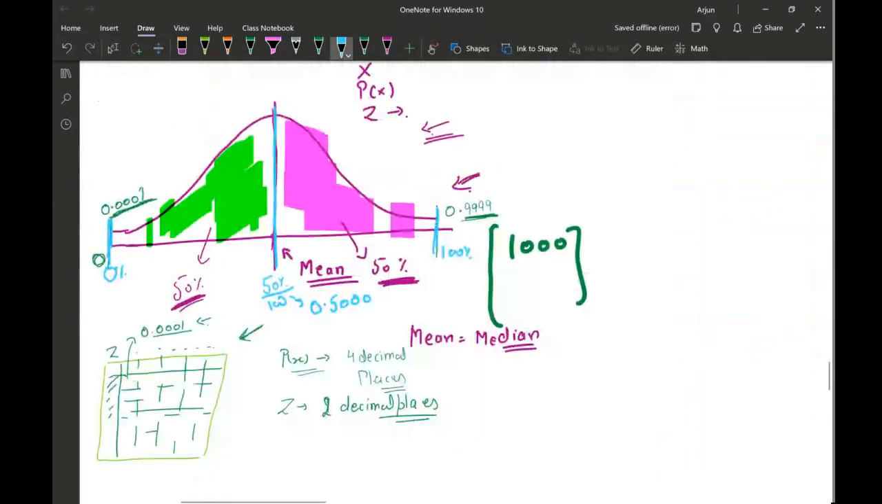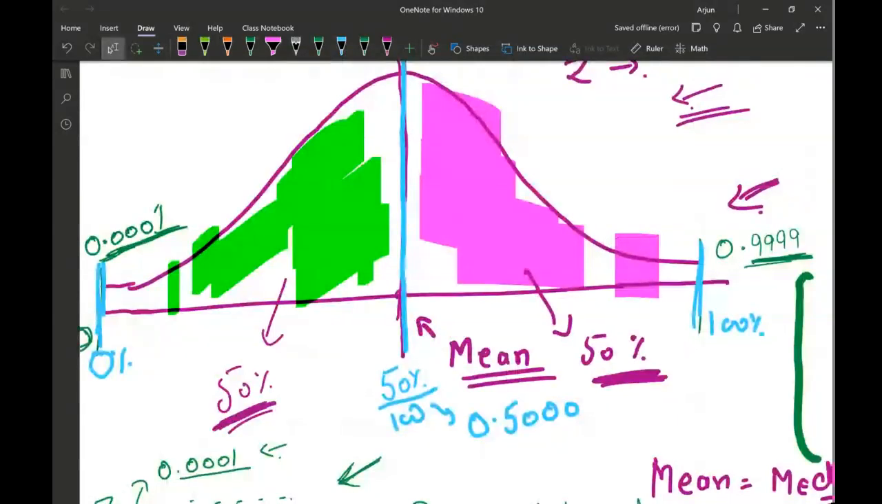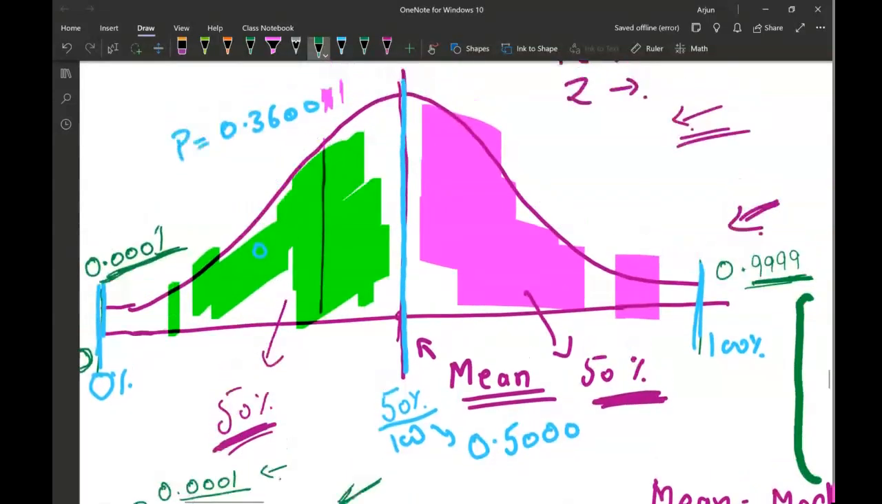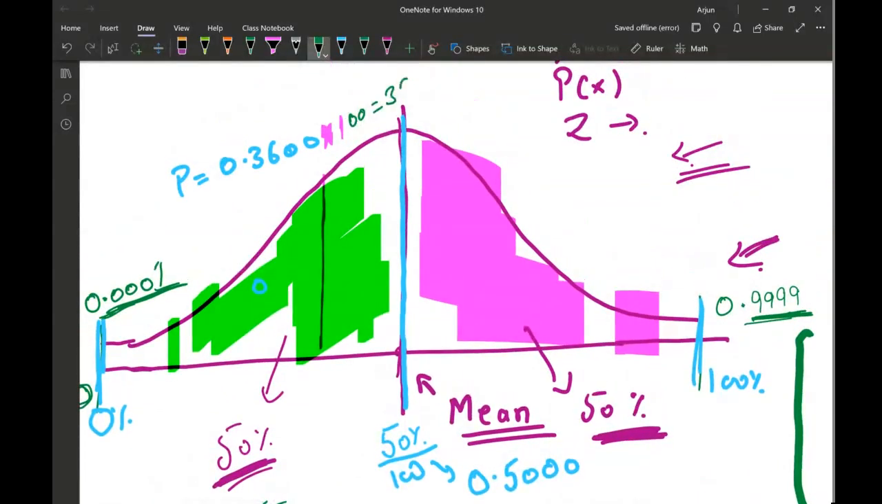Now if I have to study these probabilities, let's say the probability somewhere given to you is 0.3600. Okay, I'm just taking a random number. It means I'm saying 36% of the area. If I multiply this by 100, what's that going to be? 0.36 multiplied by 100 is 36. So it means 36% of the area.